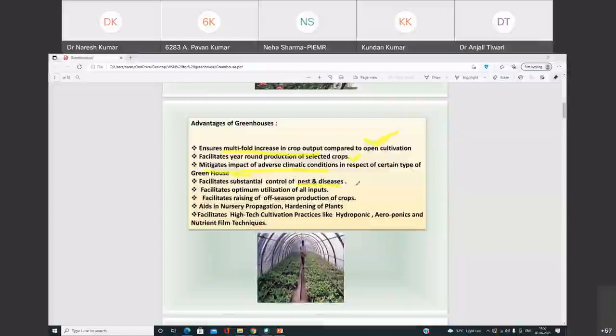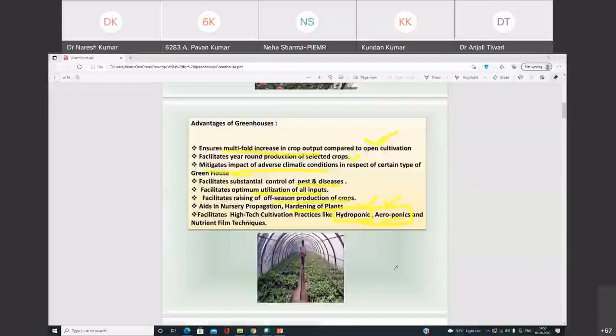And it facilitates optimum utilization of all inputs, facilitates the raising of off-season production of crops, and aids in nursery propagation and hardening of plants. It facilitates high-tech cultivation practices like hydroponic, aeroponic, and nutrifilm technologies. Hydroponic and aeroponic are the two areas where farmers have not taken up this challenge openly. Nowadays researchers are using hydroponic or aeroponic cultivation as a lab itself, making prototypes or covering small areas, but they are not yet able to convince farmers to use hydroponic or aeroponic for the cultivation of their crops.